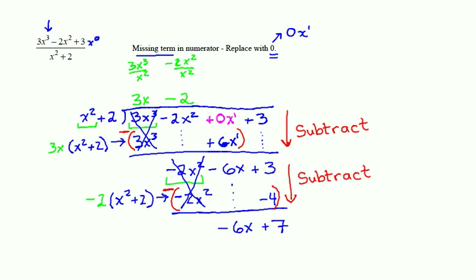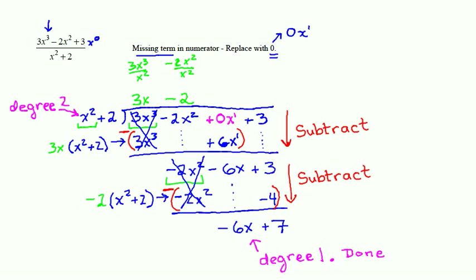Looking at my result, I can see that I have a degree 1 polynomial down here. Negative 6x to the 1 plus 7 is degree 1, whereas my divisor is degree 2, my x squared plus 2 over here is degree 2. So since I have gotten a result that is strictly lower than the degree of my divisor, this means that I am done. At least I'm done with this process.